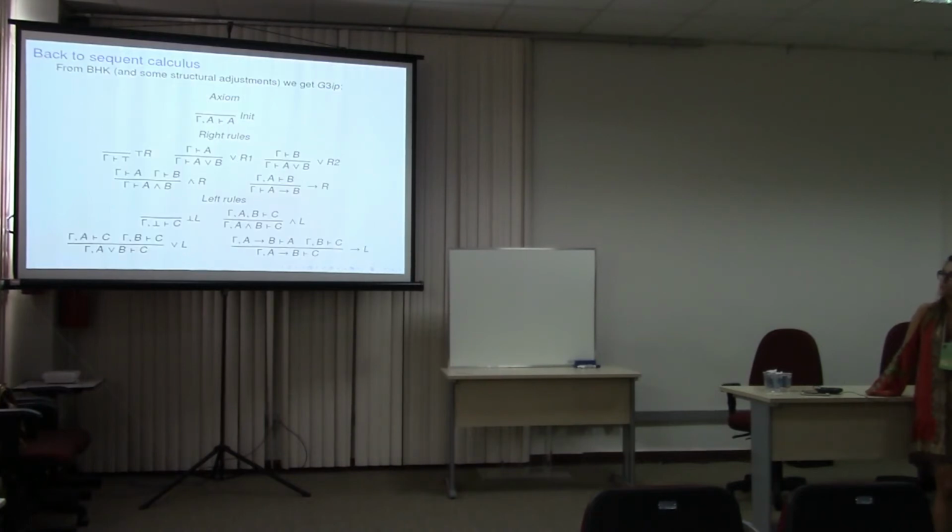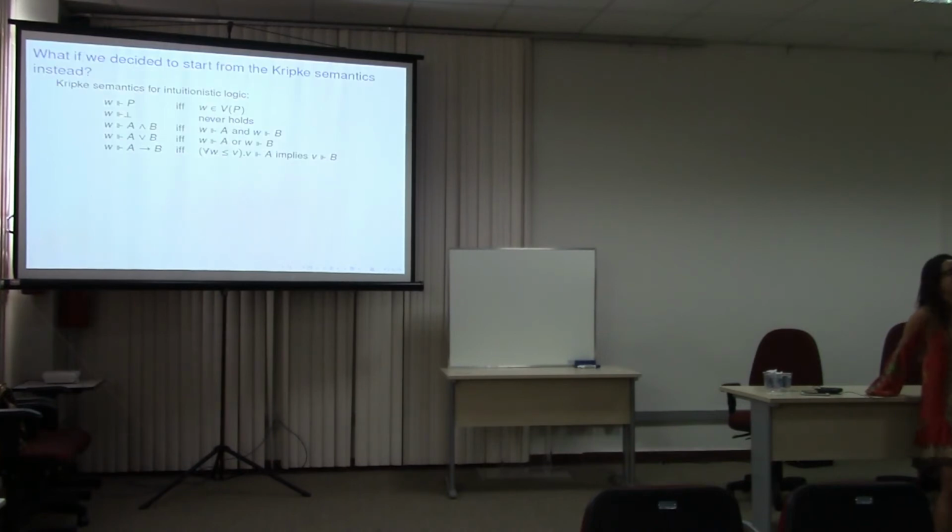I wanted to relate this to semantics somehow, and this is the semantics for intuitionistic logic. The Kripke semantics for intuitionistic logic is something like this. You say that P is valid in a world W if W belongs to V of P. This is the valuation function; I'm not going to talk about this. You can never force or validate bottom. You can validate A and B if you can validate A and you can validate B. The same with OR, just put an OR here. And this is the implication.